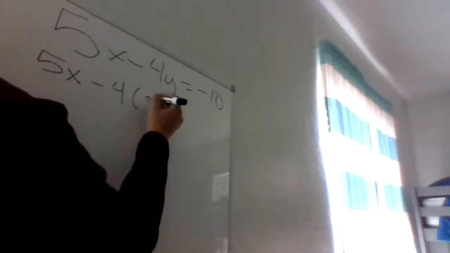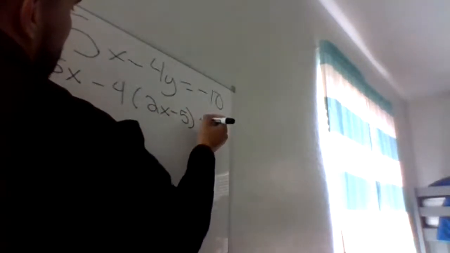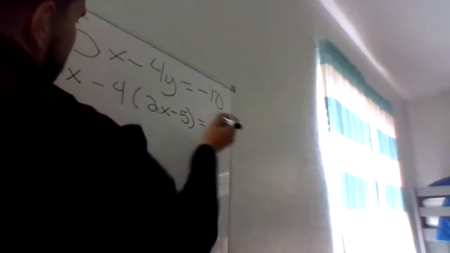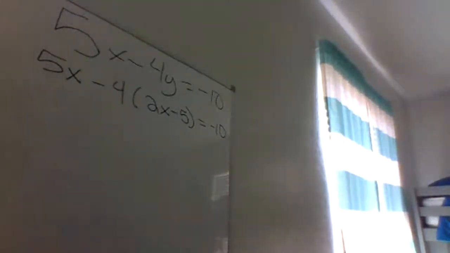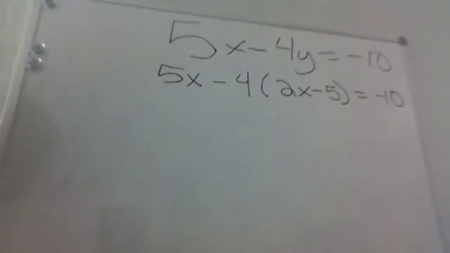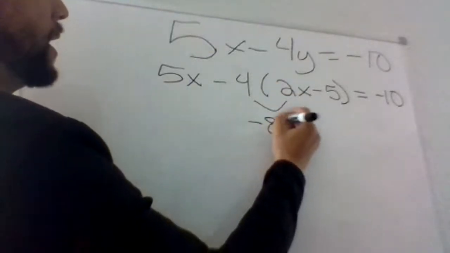Parentheses 2x minus 5 equals negative 10. Now what? And we're going to multiply the negative 4 times 2x. We're going to get negative 8x. This is going to be negative 8x.